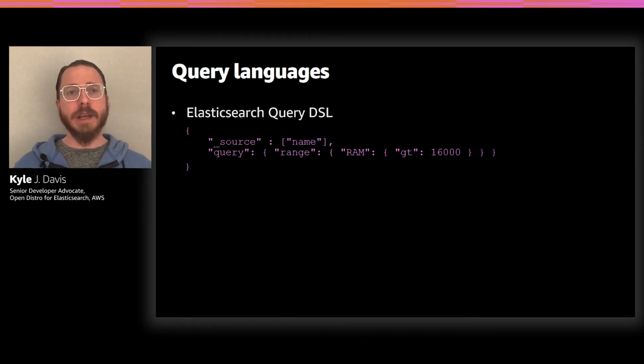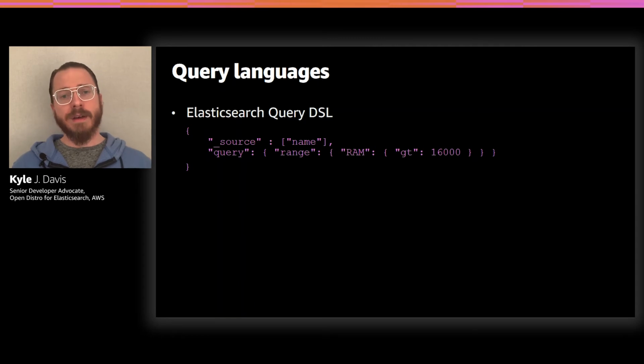So on the screen here, we have a query that looks at a list of computers, finds computers with RAM greater than 16,000, and returns the name. If you don't know query DSL very well, it can be very hard to understand what's going on here. Is range a reserved word, or what is that? GT, what does that mean? It happens to mean greater than, but at first appearance, you may not know that.